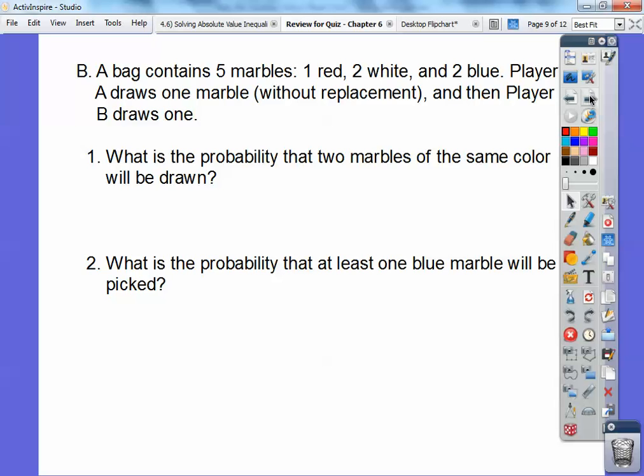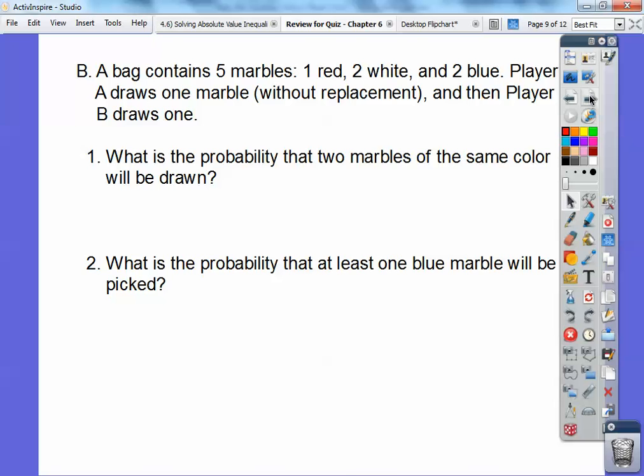Okay, so here's another one. A bag contains 5 marbles, 1 red, 2 white, 2 blue. Player A draws 1 marble without replacement, and then player B draws 1. What's the probability that 2 marbles of the same color will be drawn, and then what's the probability that at least one of the blue marbles will be picked?